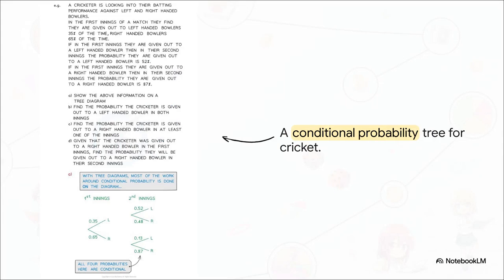Let's see these dependent events in action with a classic cricketer example. Our cricketer is facing left and right-handed bowlers. Now, notice how the probabilities in the second innings change based entirely on what just happened in the first innings. If they get a left-handed bowler first, the chance of getting a left-handed bowler in the second innings is 0.52. But if they face a right-handed bowler first, that chance drops all the way down to 0.13. All 4 probabilities in that second stage are completely conditional on the first. It's like a chain reaction.